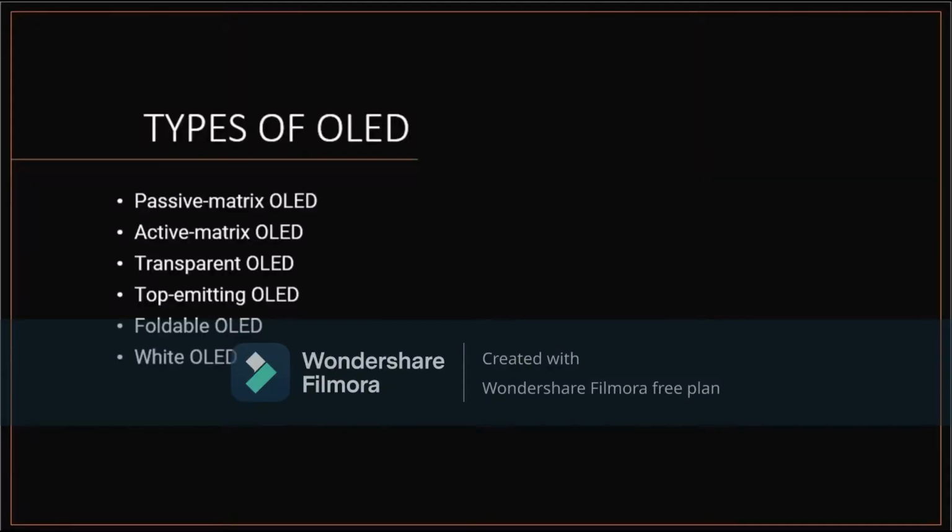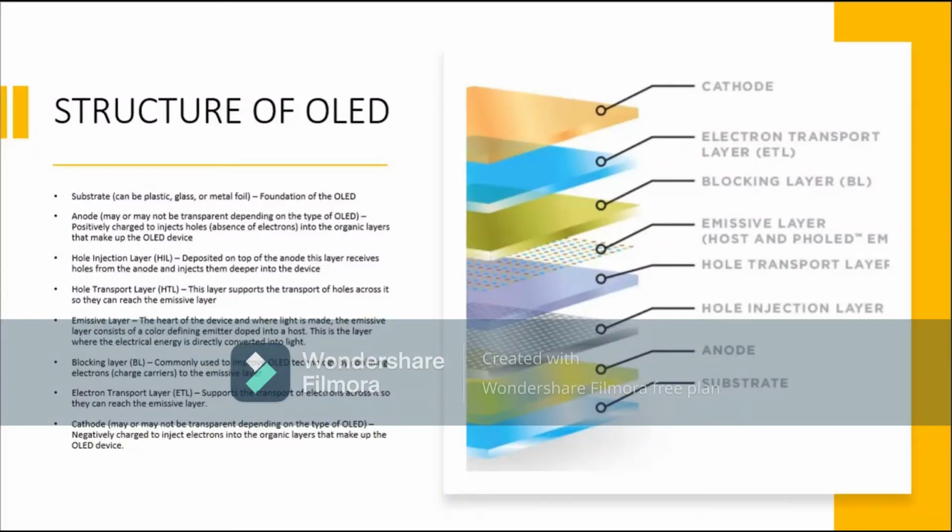So here, as you can see, there are six types of OLEDs, which are passive matrix OLED, active matrix OLED, transparent OLED, top emitting OLED, foldable OLED, and white OLED. So let's talk about the structure of OLED. What is the structure of OLED? Organic LED is a solid state device like the LED but composed of several layers. An OLED may have 2 or 3 layers of organic material along with other layers.